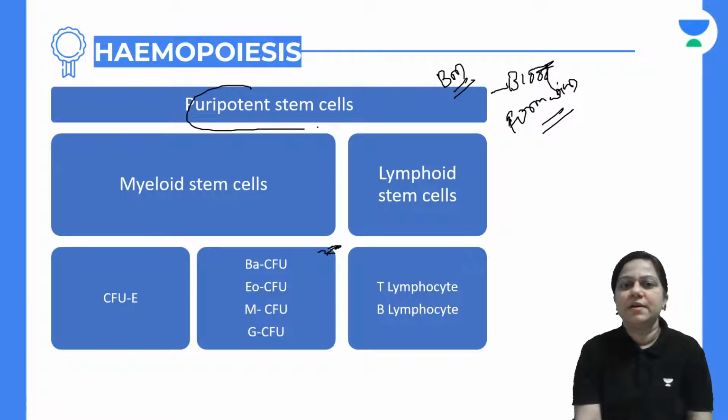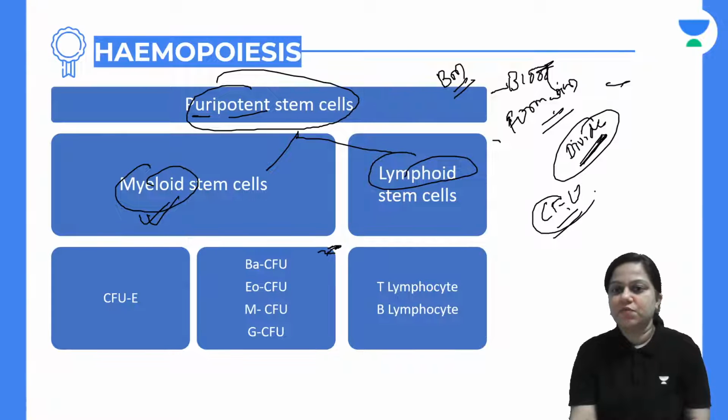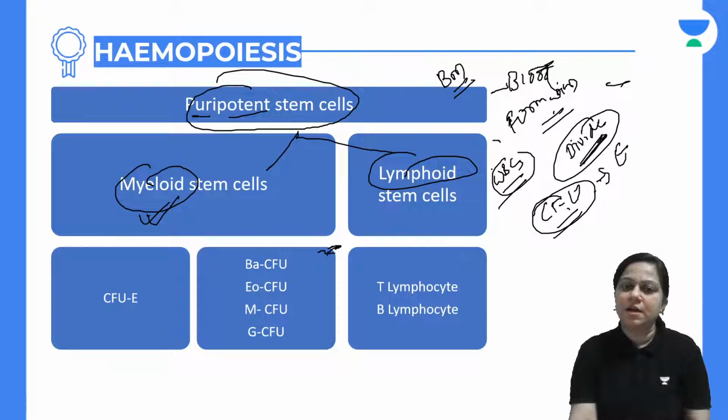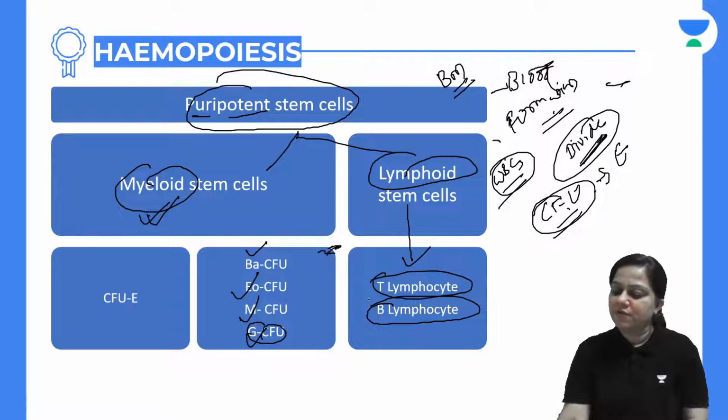There are pluripotent stem cells. Understand the word carefully: pluripotent stem cells. These stem cells will form the colony forming units, colony forming units for erythrocytes and different WBCs, like basophil, eosinophil, monocyte, and granulocytes. And the lymphoid series will form T and B lymphocytes.